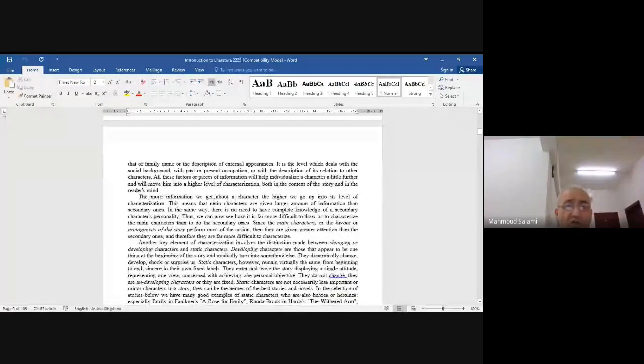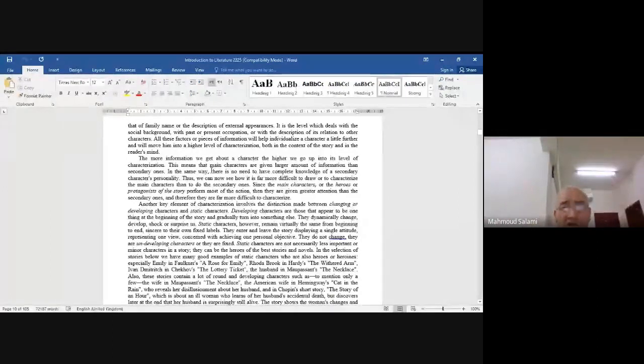So I would say here, the more information we get about a character, the higher we go up in its level of characterization. That means the main thing here is the amount of information we get, and at the same time, there's no need to say I want to know every detail. You can't have that because these things will come later. And again, we don't need to give a lot of details about secondary characters, because they are secondary. That's why the focus will be only on main characters.